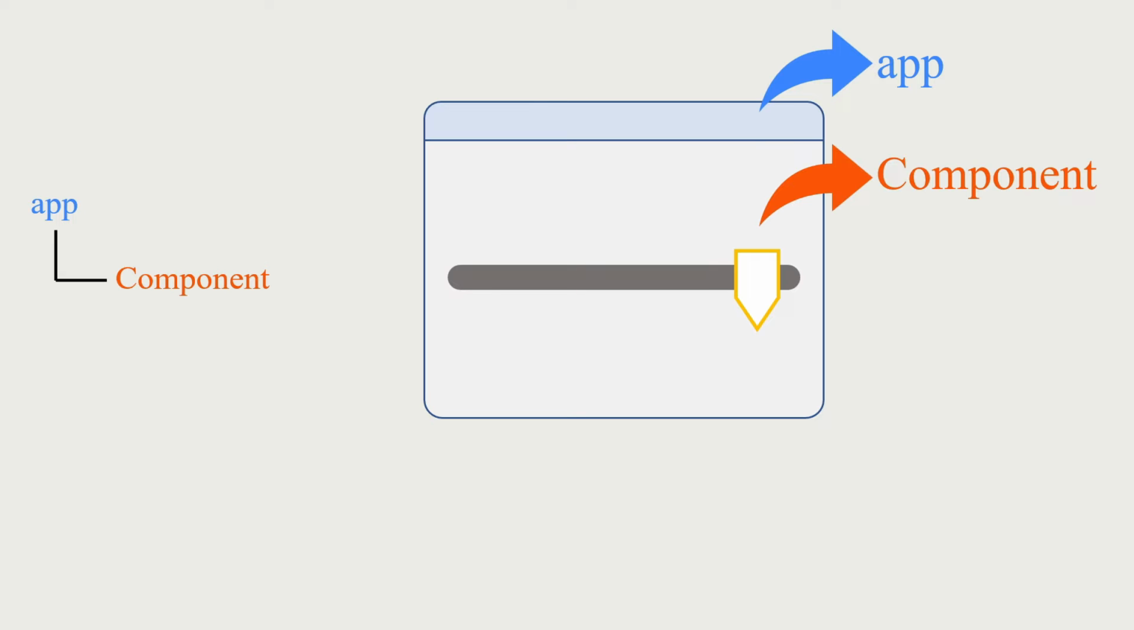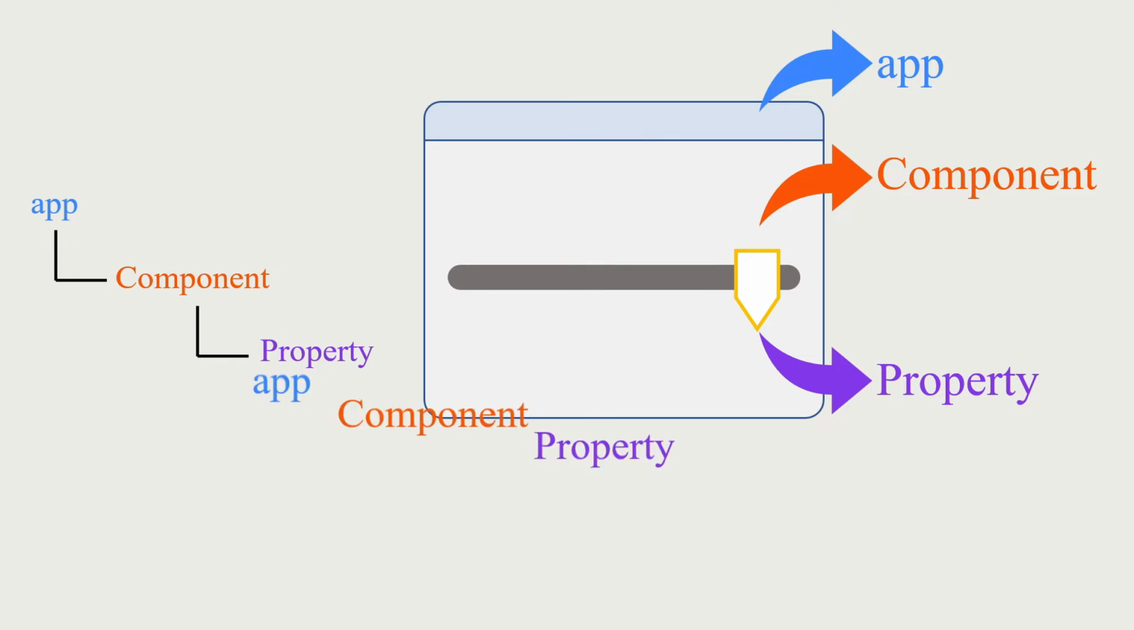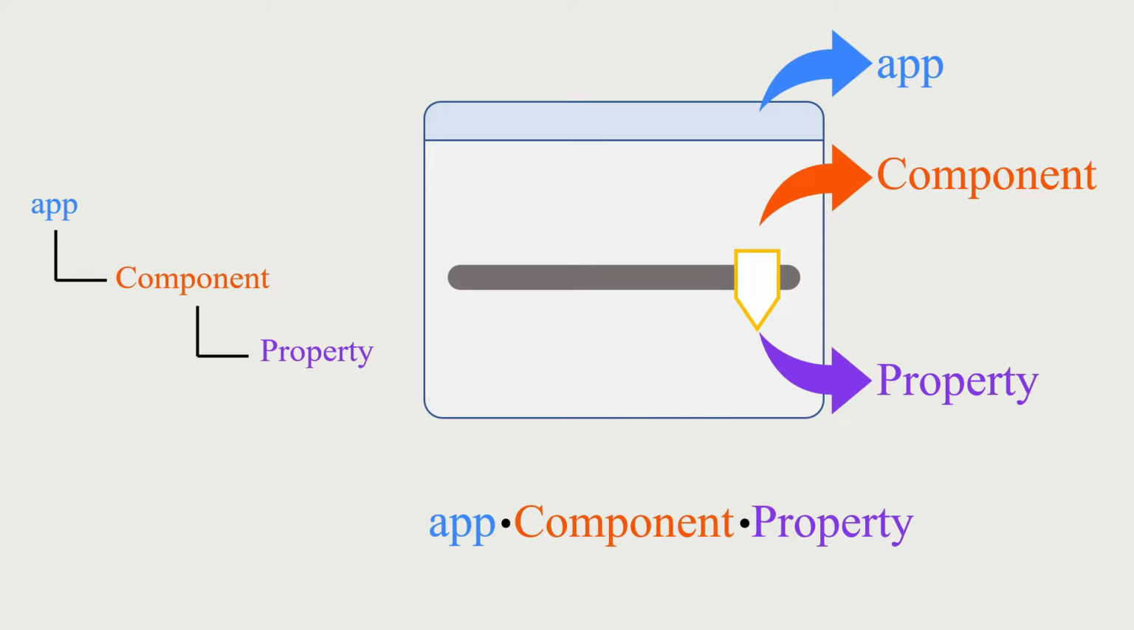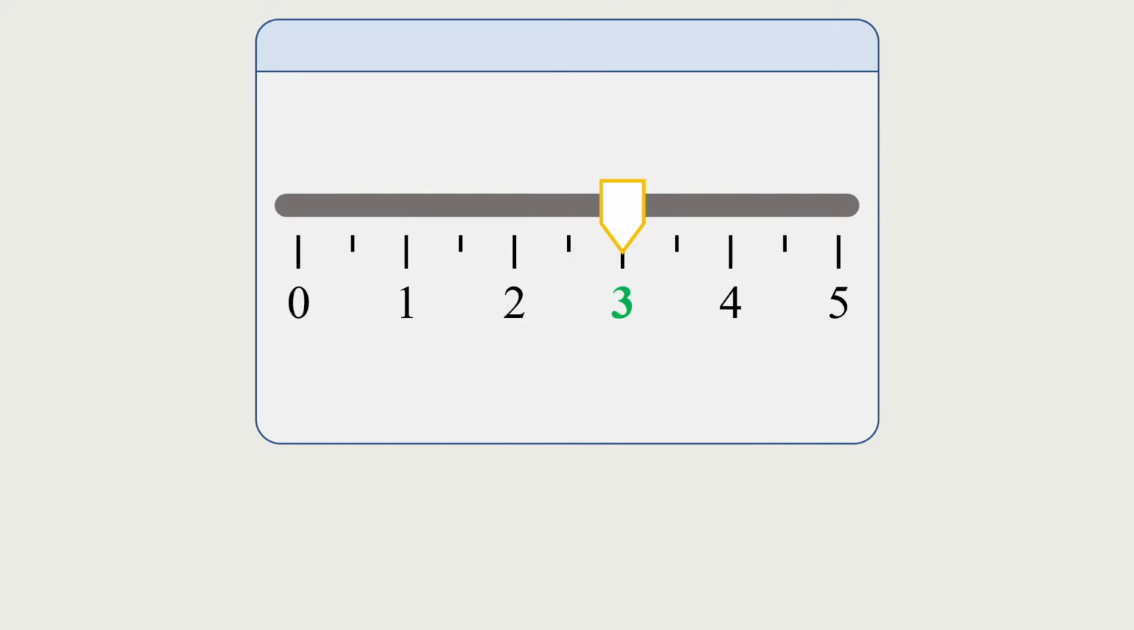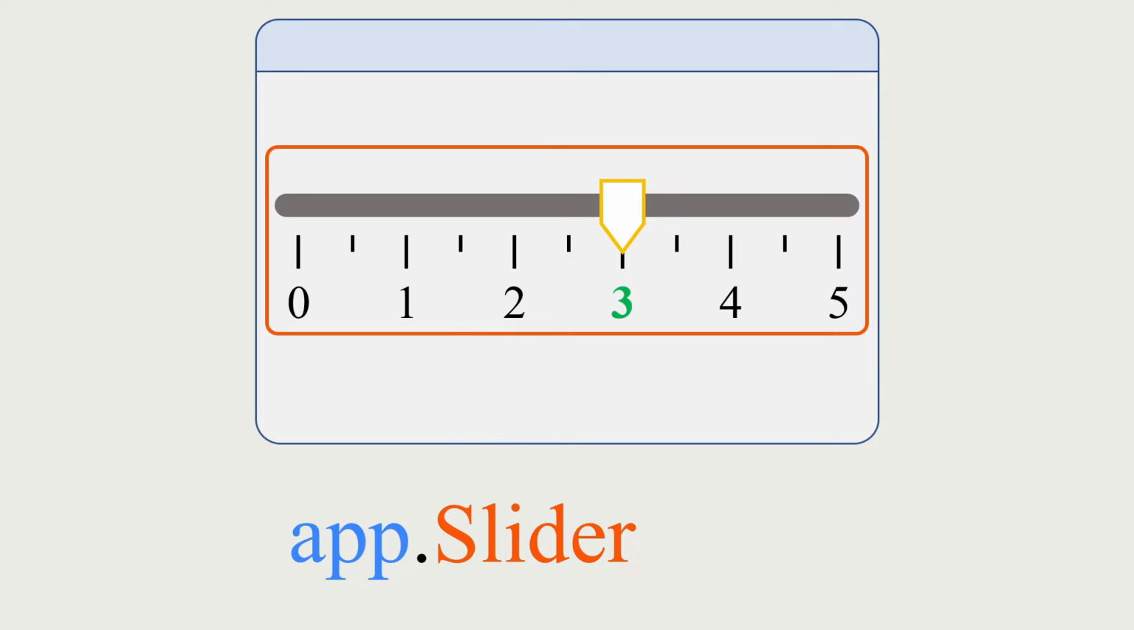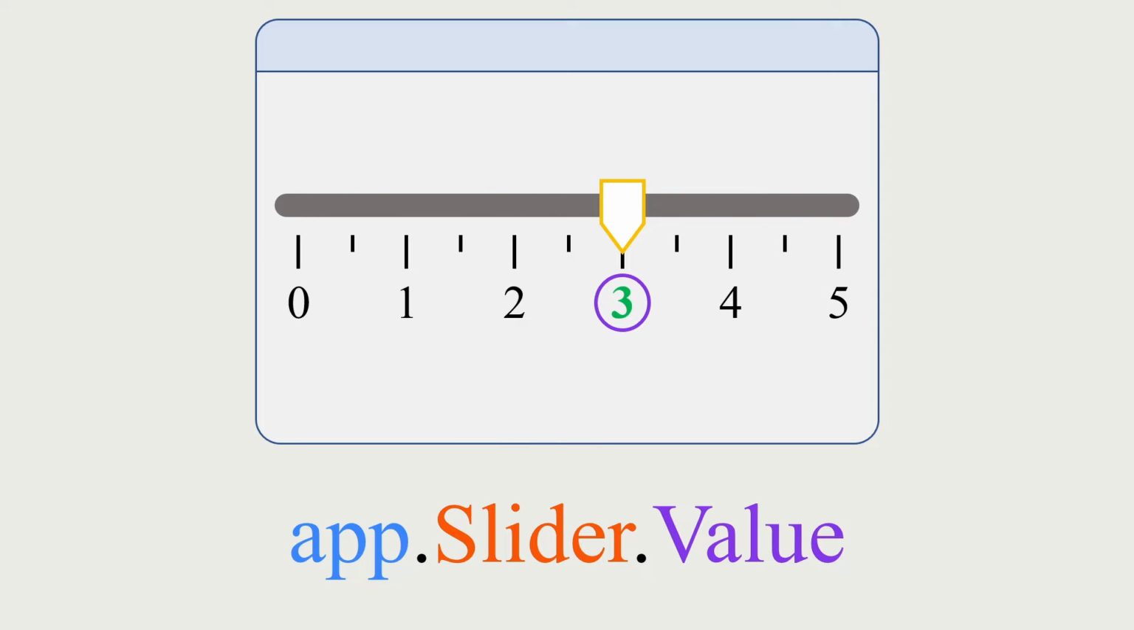Now, we already know the basics. First, we have our app. Now, this app may have different components and each component has their own set of properties. To access a specific property of a specific component, we have to use this app.component.property notation. Now consider this slider. Right now the value is 3 and we want to access this value property. For this, first we have our app, then we have our slider, which is the component name, and the property we want to access is the value property. So we have to use this app.slider.value and it would give us this current value 3.